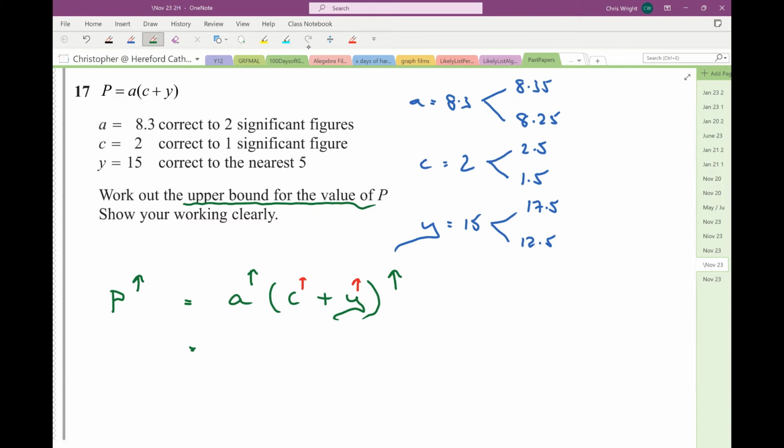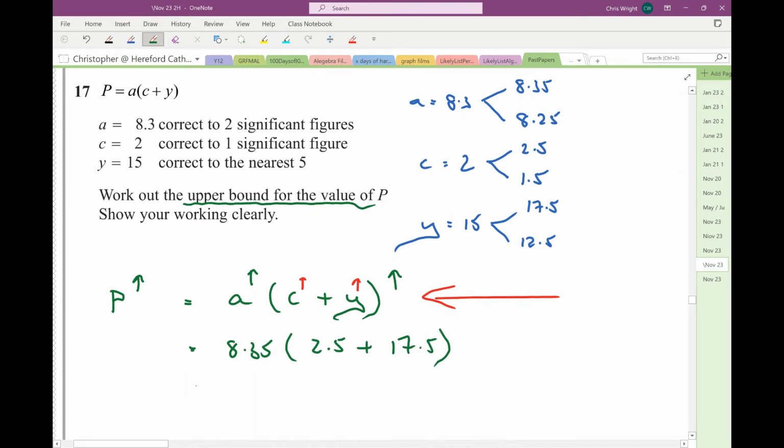By the way, why have I concentrated on this? Because then I've done my thinking about the bounds before anything else, or on its own. So I can concentrate on that. I'm more likely to get it right. And also, if I make a small mistake, the examiner can see where that mistake is, and I get all the credit I deserve. So now I fill in the upper bound of a, 8.35, multiplied by 2.5 plus 17.5.